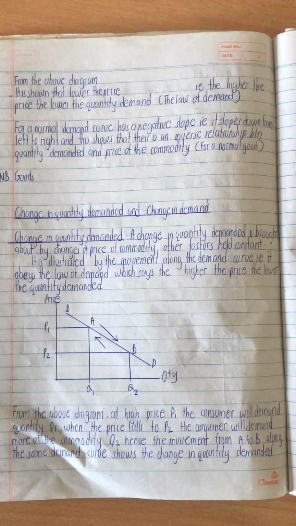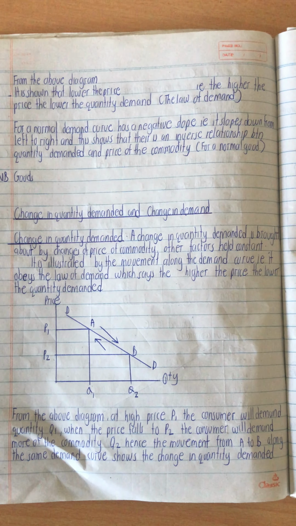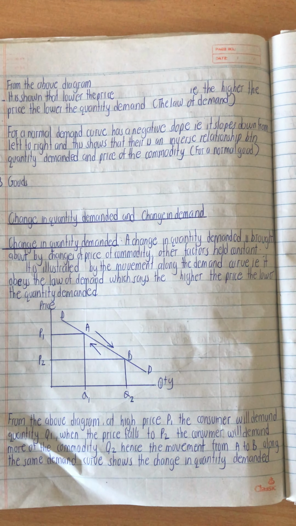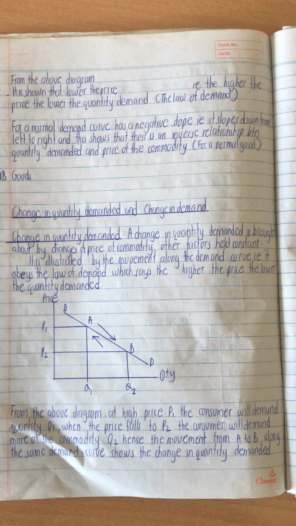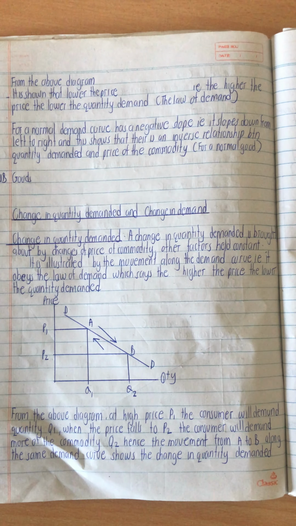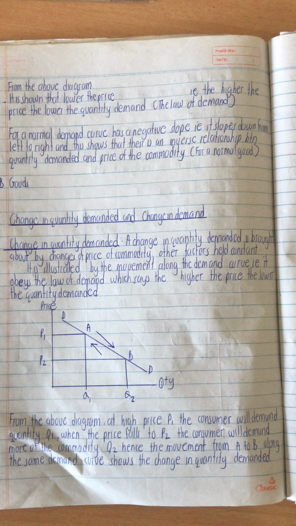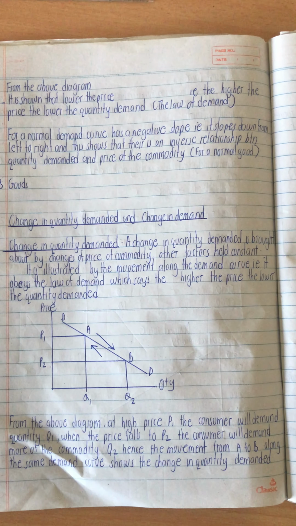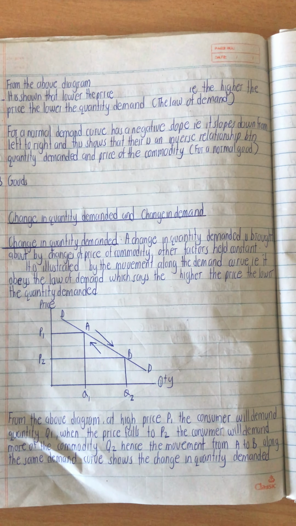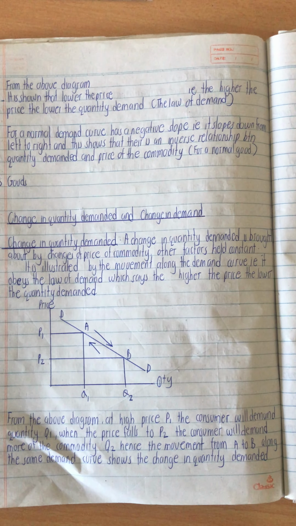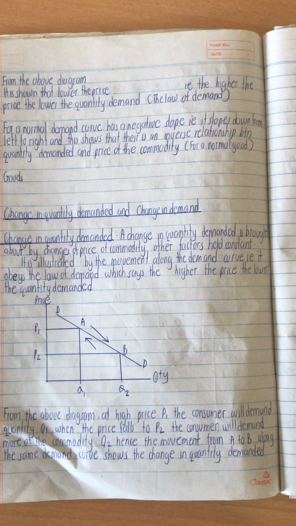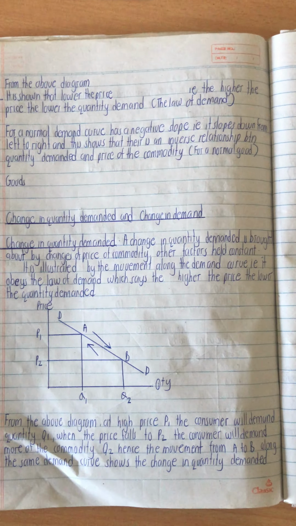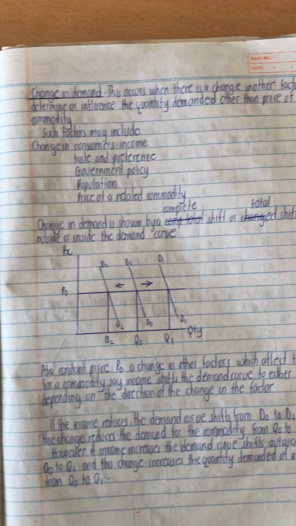As explained from the above diagram, at a high price P1, the consumer will demand quantity Q1. When the price falls to P2, the consumer will demand more of the commodity, Q2. Hence, the movement from A to B along the same demand curve shows the change in quantity demanded. We go to the next.